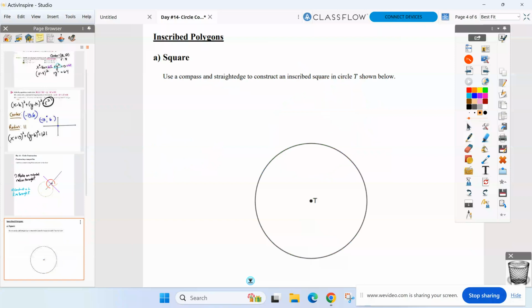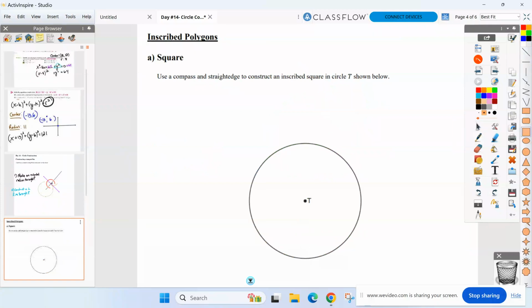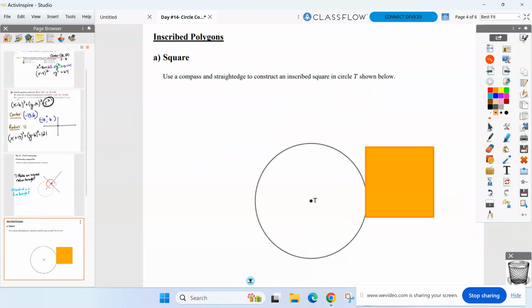Put a square in this circle. Put a square in there. That's what I need. Not just any square, inscribed, which means, just let me show you. You're not, and please don't do this because it's incorrect. I'm not using a compass to do this. If it's inscribed, you can't look like that.